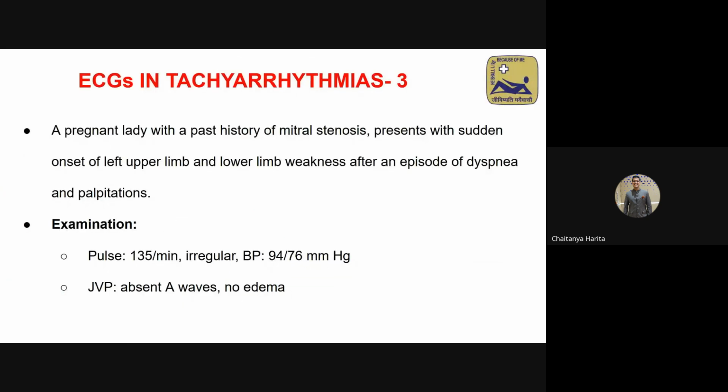Coming to the third ECG. We have a lady who's pregnant. She's got a past history of mitral stenosis, probably rheumatic in origin. She presents to the emergency with sudden onset left upper limb and lower limb weakness, diagnosed with a stroke possibly. This sudden onset of left upper limb weakness came after an episode of dyspnea and palpitations. She developed sudden onset breathlessness and palpitations and suddenly had left-sided hemiplegia. Pulse 135 irregular, BP slightly on the lower side, 94/76. The JVP had no A waves. You only saw a V wave and no edema.